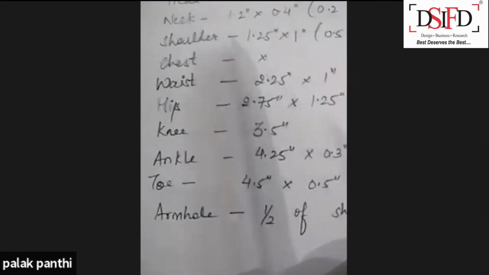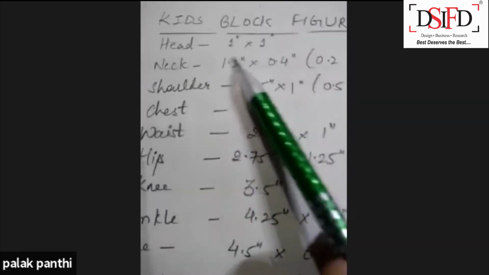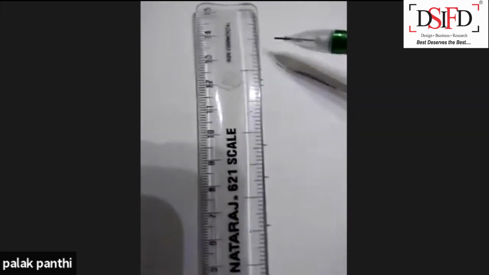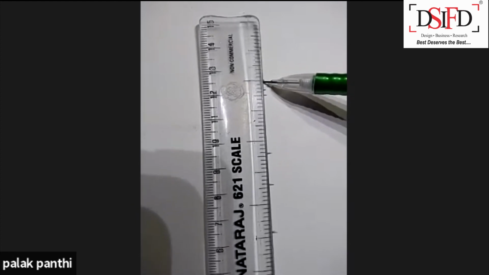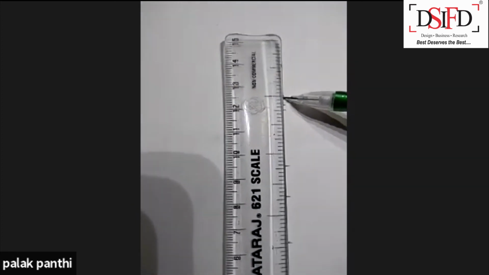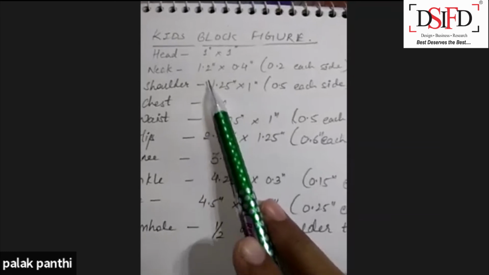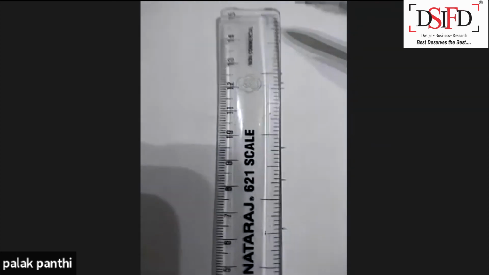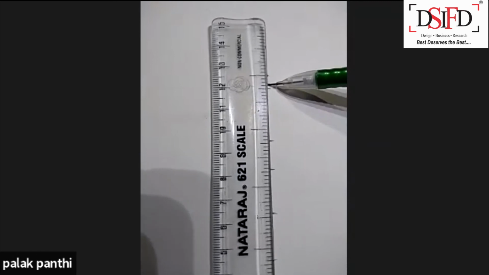The first term in each and every measurement is the lengthwise measurement, the vertical measurement. So suppose the first measurement written is 1 inch head. Here I'll mark 1 inch. This is 1 inch. This will be the head of the body. Then you see the neck, 1.2 inch. So for the neck, I will mark 1 inch, and then below it I have to make 0.2.